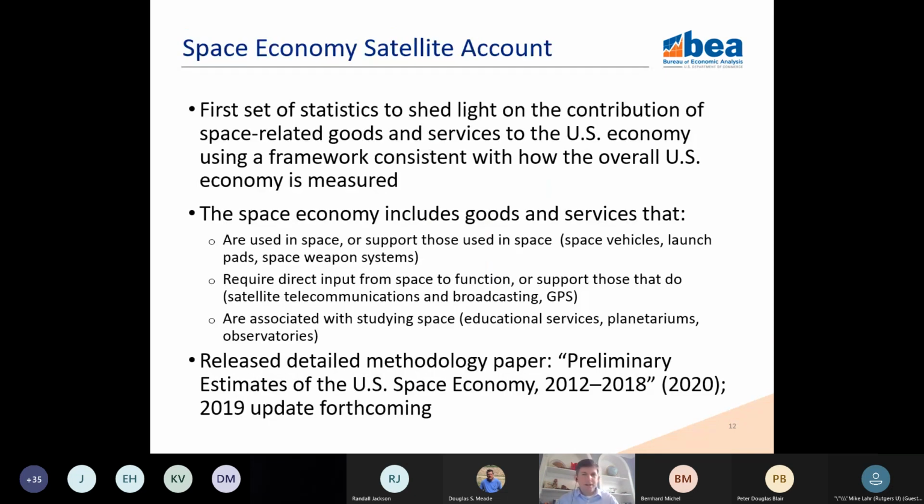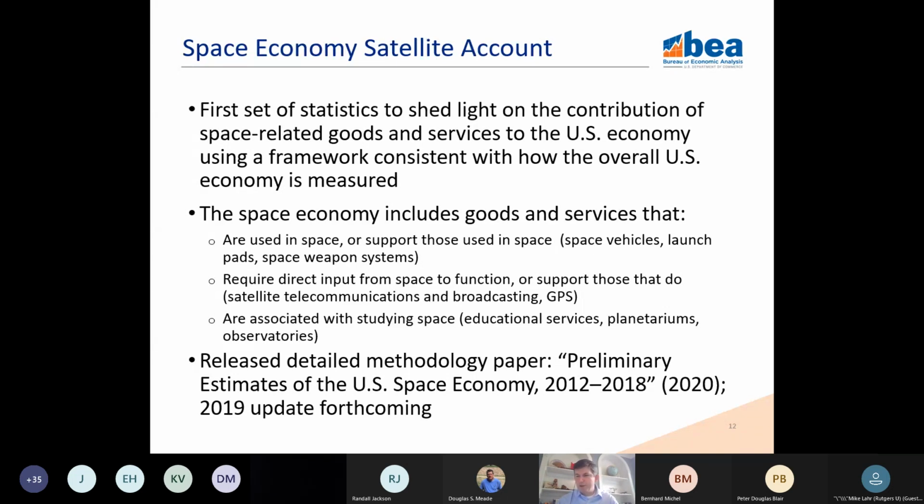Finally, a third satellite account that is currently under development is our space economy satellite account. You can see under the second bullet there how we've defined the space economy, again going back to that first all-important step of figuring out what the scope for these accounts is. The space economy is defined to include goods and services that are actually used in space, space vehicles, for example, those that require direct input from space to function, telecoms or GPS that rely on satellites, as well as activities that are associated with studying space, land-based observatories, and things like that.